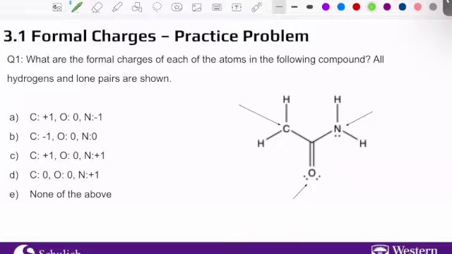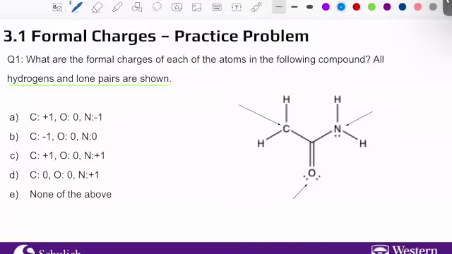So how I'd approach this question is I see it's telling me that all hydrogens and lone pairs are shown, which means we don't have to draw in any more hydrogens that might not be implied or any lone pairs that we would think might need to be shown. They're all shown. So off the start, we have options A through E.